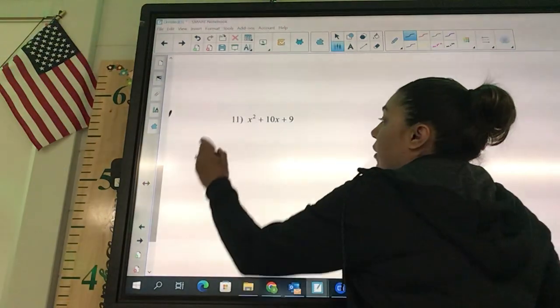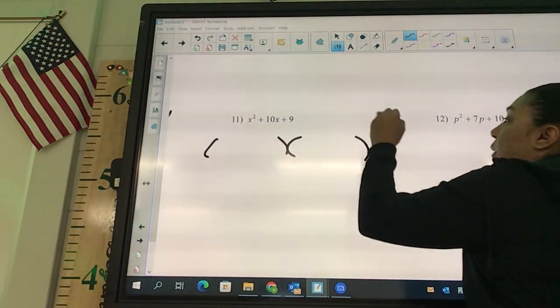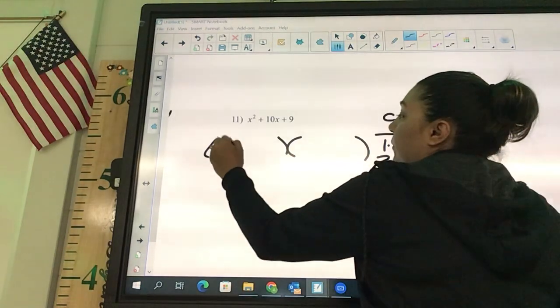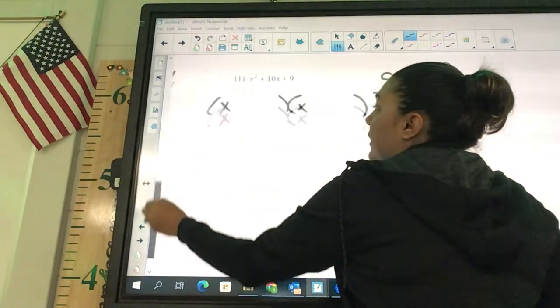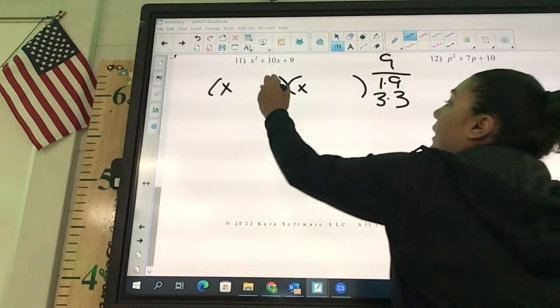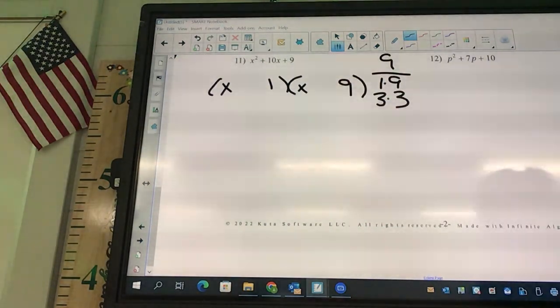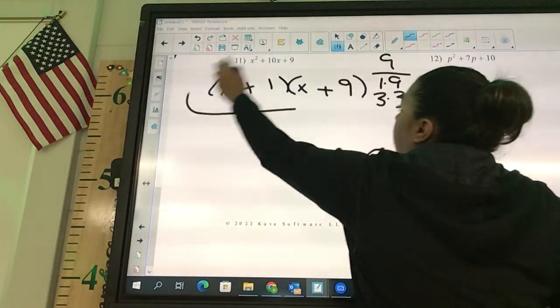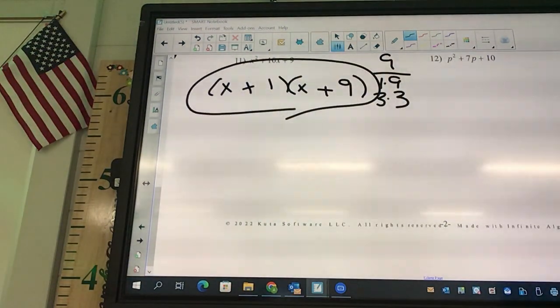Okay, 11. Draw your two parentheses, and we find factors of 9. We got 1 and 9, 3 and 3. I need something to give me a 10. 1 and 9, and I need a positive 10. Plus, plus. Do we stop or keep going? We stop. Okay, there's no equals 0, so we're going to leave our answer just like that.